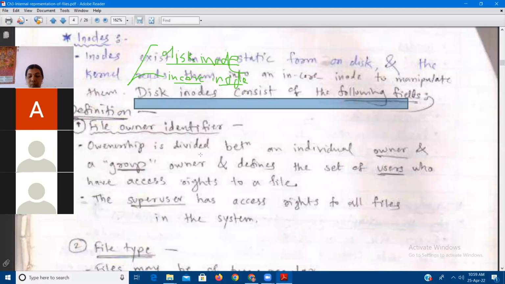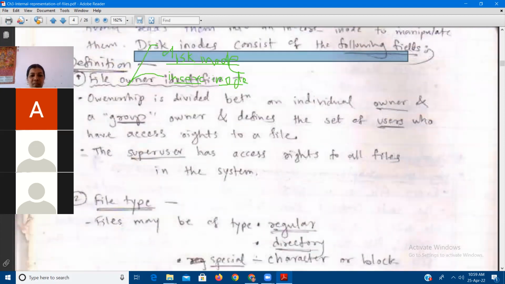Again, whenever you execute the stat command, तुम्ही जेव्हा एक्झिक्यूट कराल तेव्हा तुमच्या लक्षात येईल ओनर म्हणजे काय, ग्रुप म्हणजे काय आणि युजर म्हणजे काय. ओके, सो नेक्स्ट फाईल टाइप.